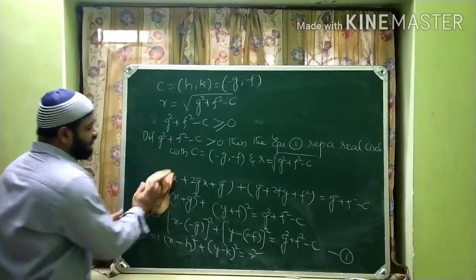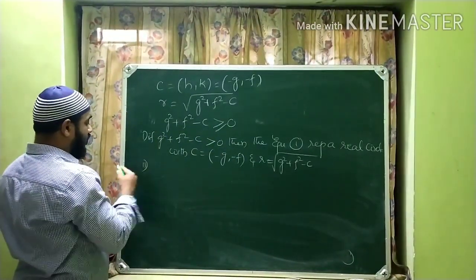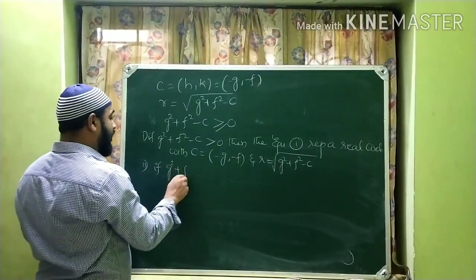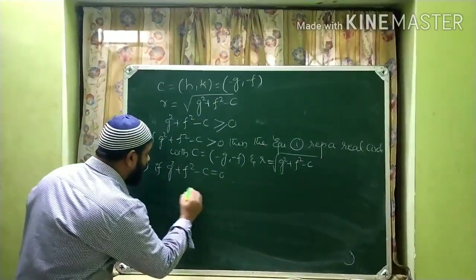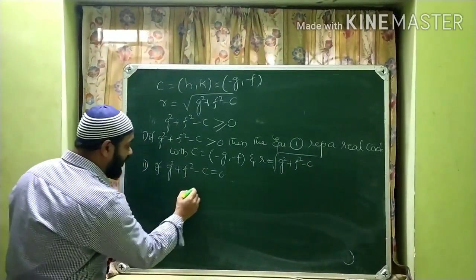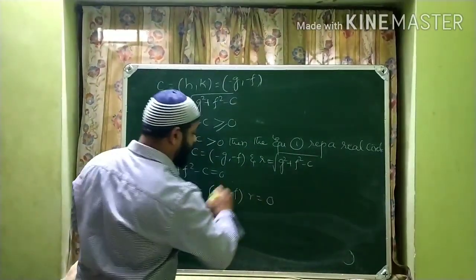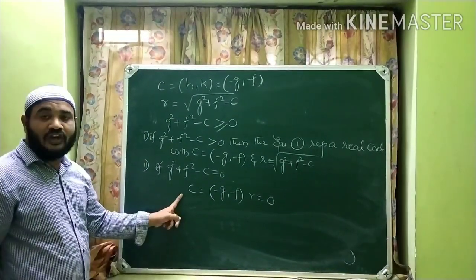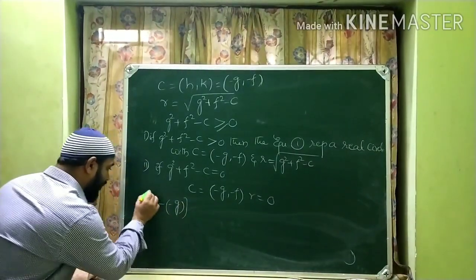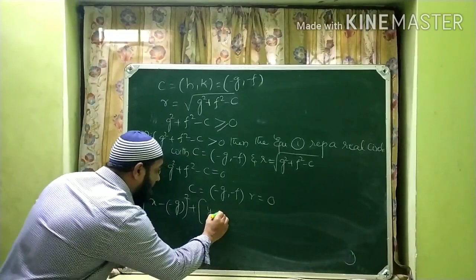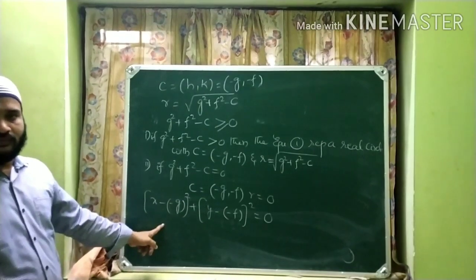Likewise, if g square plus f square minus c equals 0, then the center c is equal to how much? Minus g, minus f, and the radius is equal to 0. Then this represents the point circle. What is this? x minus of minus g whole square plus y minus of minus f whole square equals 0. This represents the point circle.